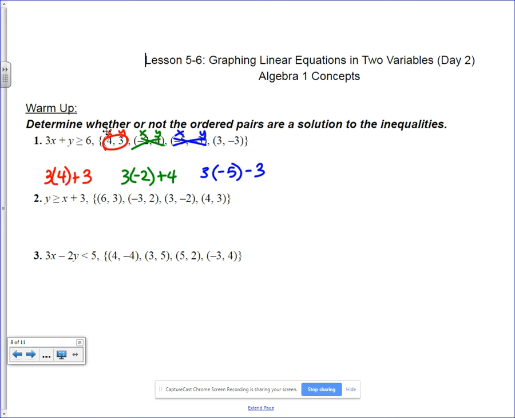Okay, and last one, we're over to Quentin. Quentin, can you plug in that last order pair for me? What does that give you? Is 6 less than or equal to 6? Yes, it is. It's in fact equal to, so it's a good thing we have that equals bar.